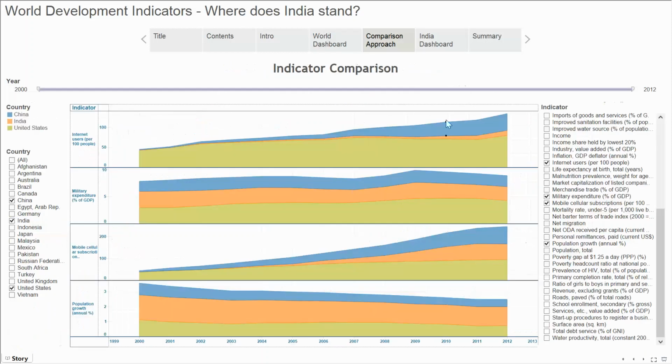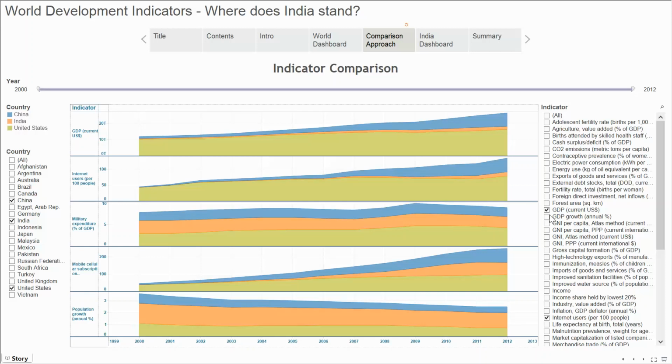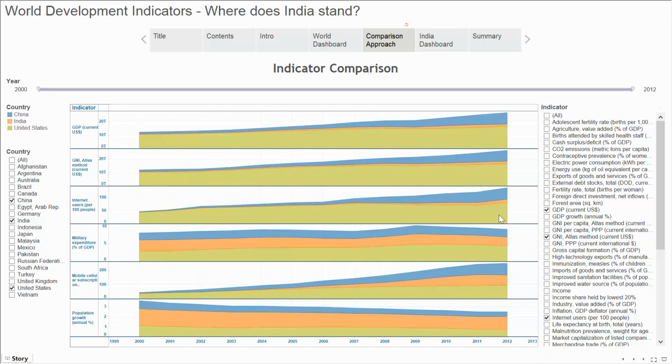Now let's move on to some interesting graphs. This is the dashboard containing world development indicators comparing 3 countries: the United States, India and China. Towards the right, there's a filter pane where you can select the indicators that you want. So just to quickly show you, if you want to see the GDP as well, select the GDP and the gross national income using the Atlas method. As I select the indicators here, you can see those charts also being added here.